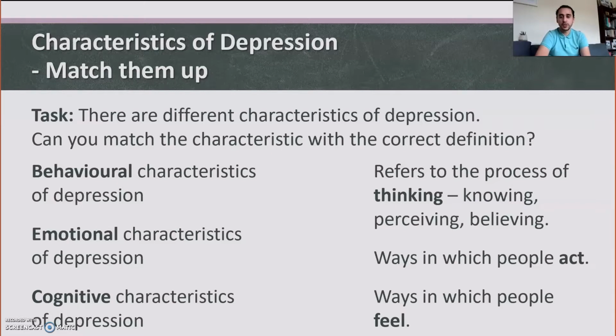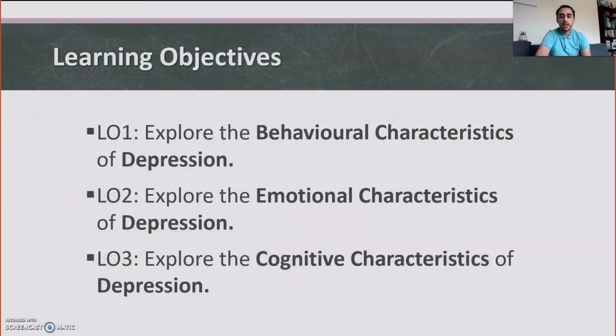Now, as we looked at last lesson, there are many different characteristics of depression. Can you match the characteristics with the correct definition? Behavioural characteristics, emotional and cognitive characteristics. Behavioural characteristics of depression are ways in which people act. Emotional characteristics are ways in which people feel, and cognitive characteristics refers to the process of thinking, knowing, perceiving, and believing.